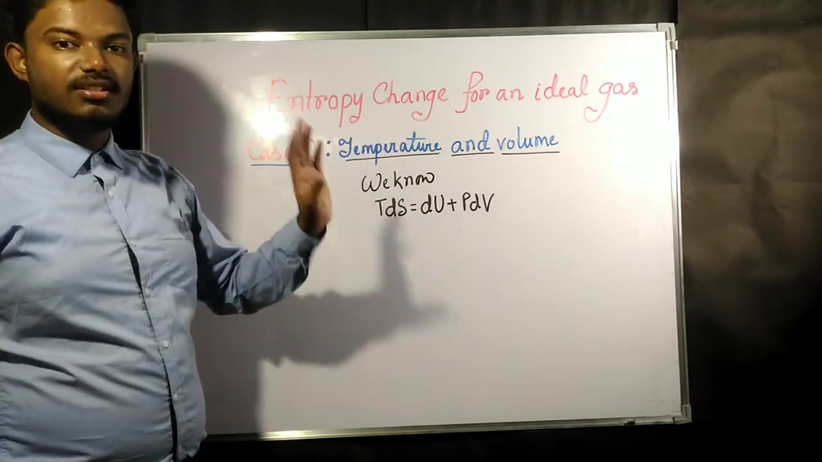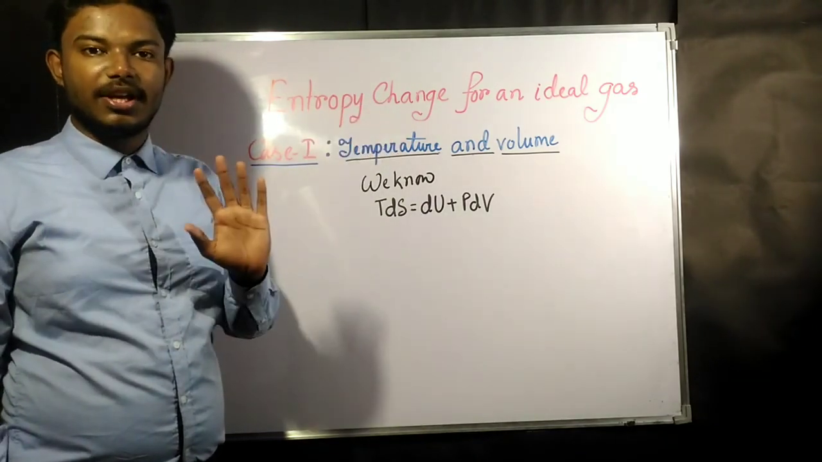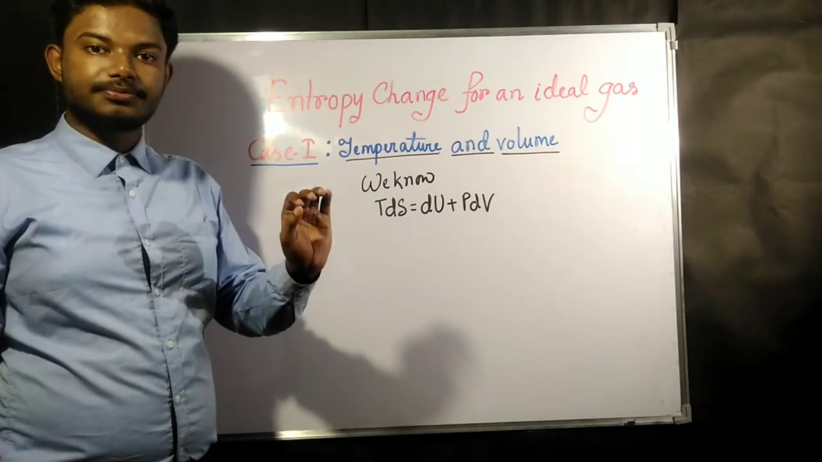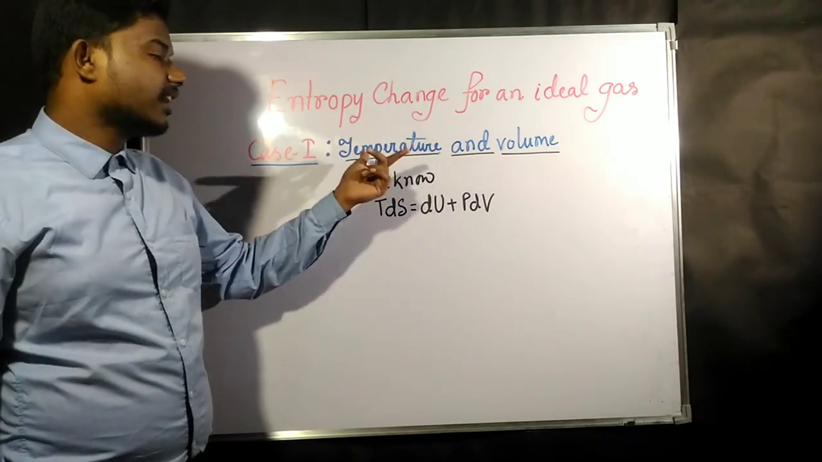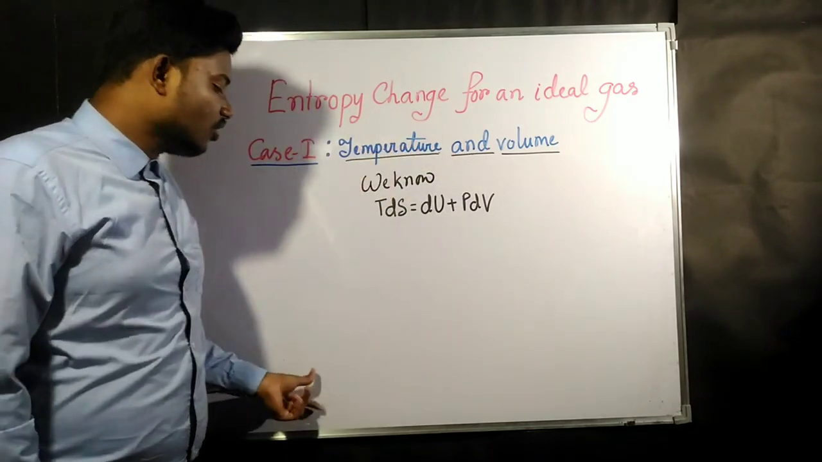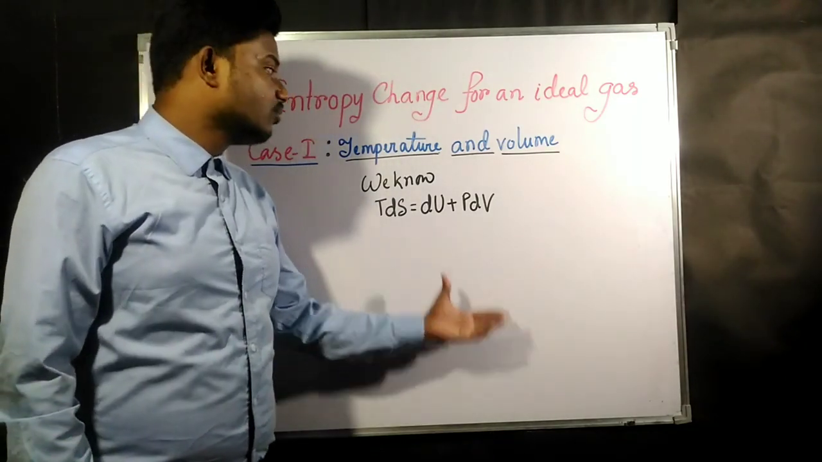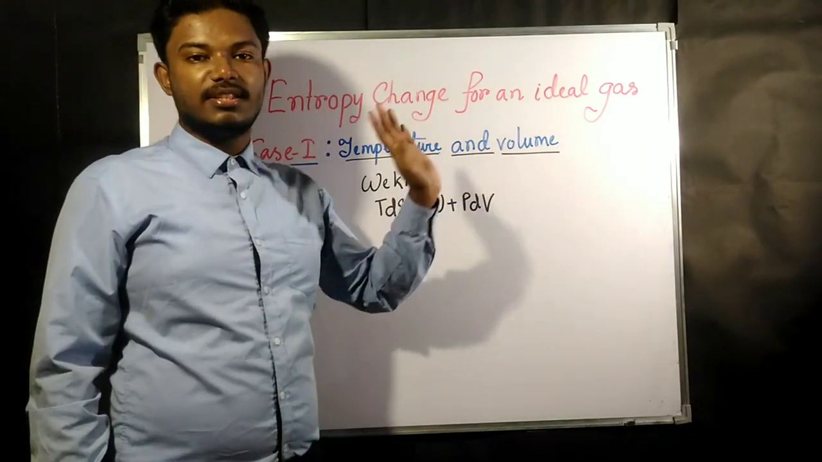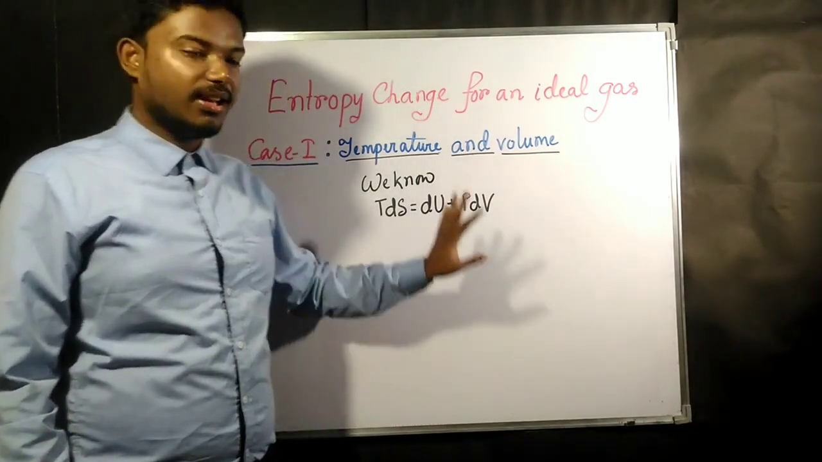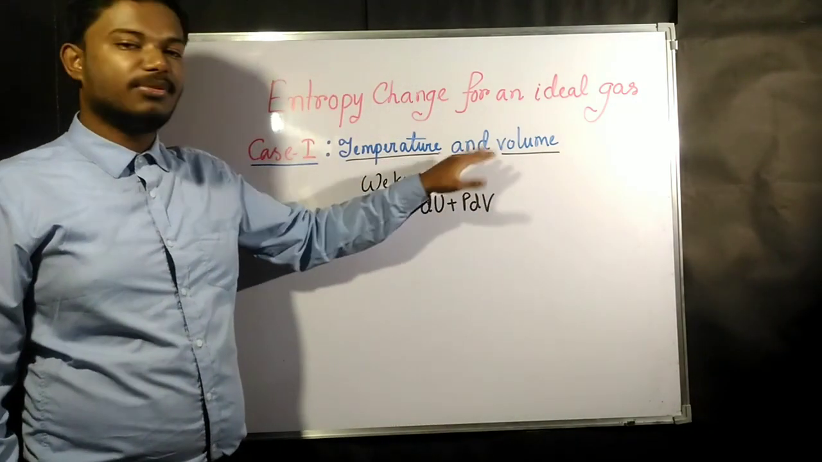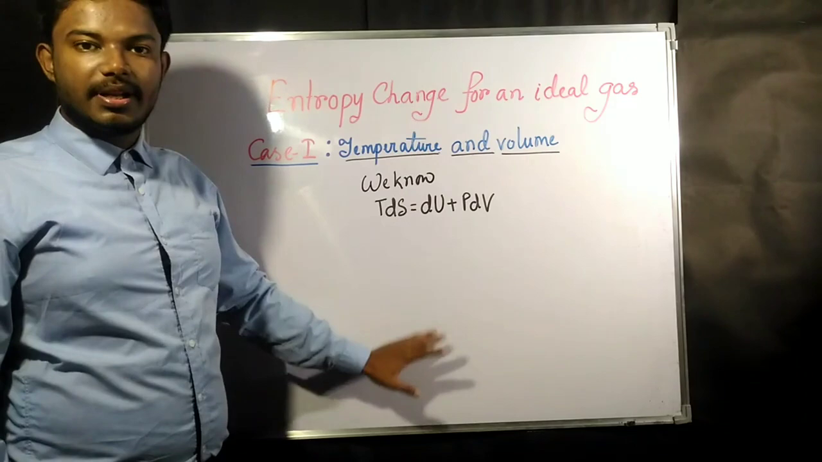Suppose in some of the questions you are given that a process is going on, temperature is changing from here to here and volume is changing from here to here. What is going to be the entropy change? This is the case where we can find it using the direct equation of del S, in terms of temperature and volume changes only. You get the initial temperature, final temperature, initial volume, final volume, and accordingly you can find it. Similarly, we will find other combinations like temperature and pressure, or pressure and volume.